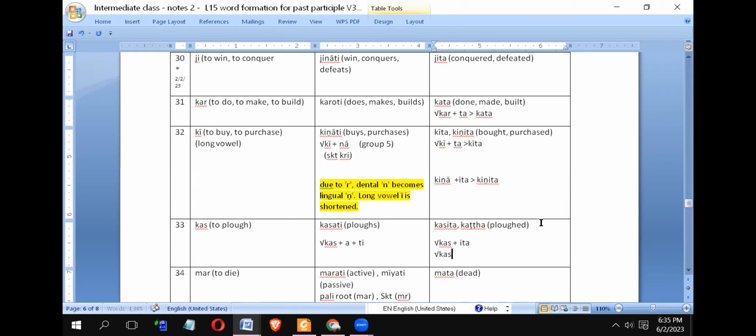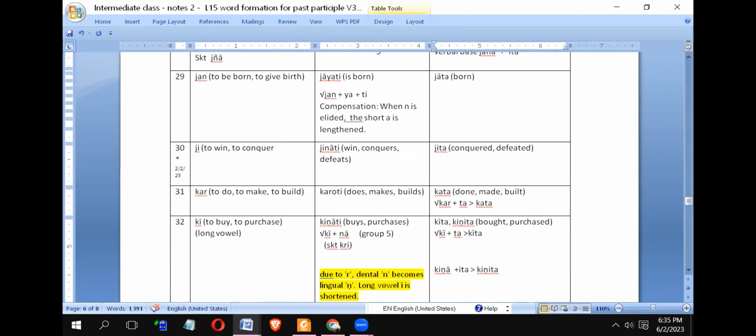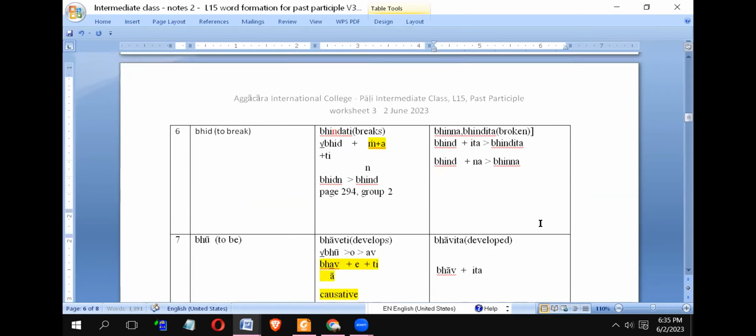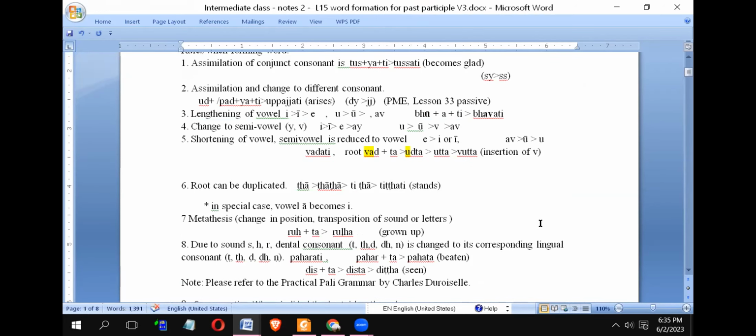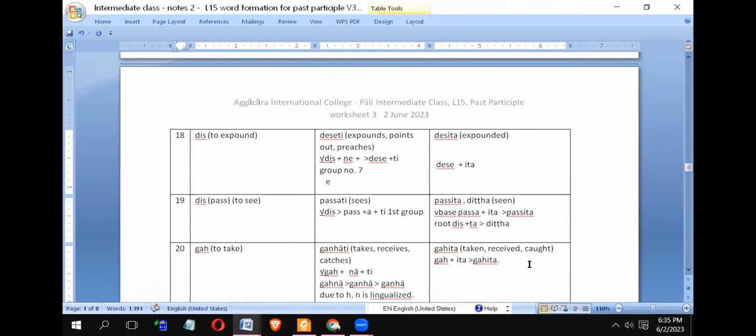And then here, kas plus ta, all right? And you notice that every time, due to the S, it changes to K-A-T-T-A, changes to K-A-T-T-H-A. This is one of the grammar rules, always on the top, I wrote it already. Okay? So go back to the top, all right? So due to the sound SH, the dental consonant, which is ta, tha, da, dha, changes to the corresponding lingual, with T dot, TH dot, D dot and DH dot. So you can see this very easily, right? So always notice that.